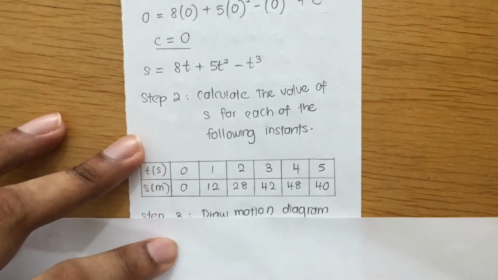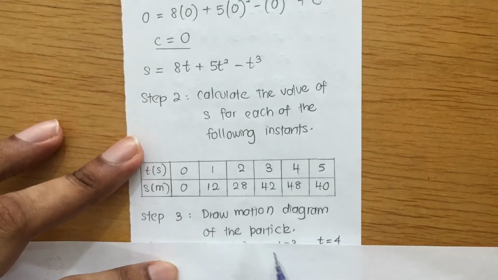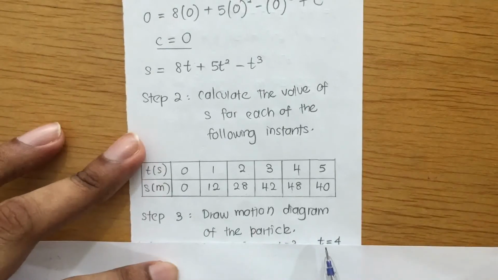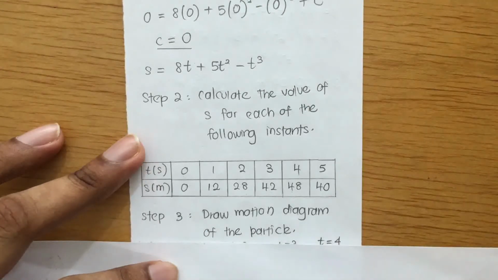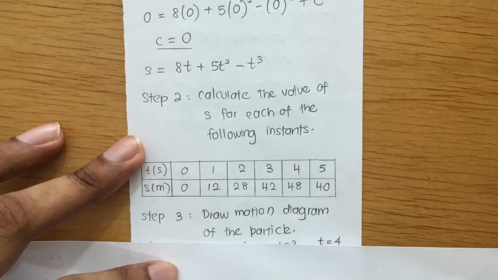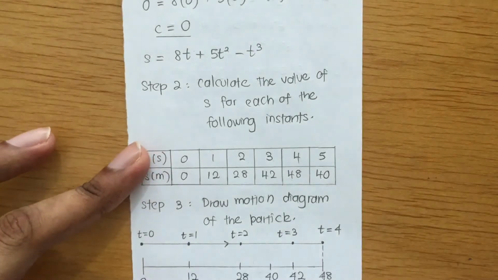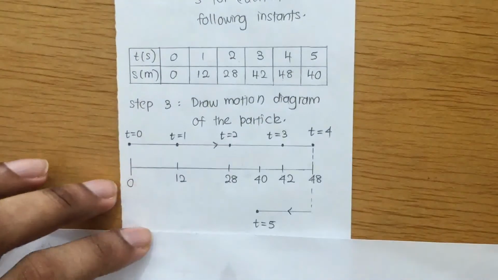So once you do this, for the third step, you draw the motion diagram of the particle. Okay, this is one of the methods, guys. If let's say the question asks to sketch the velocity versus time graph, in that case, how do you find the distance traveled? You integrate the area under the graph. But since the question didn't mention it, you can just use the motion diagram of the particle.